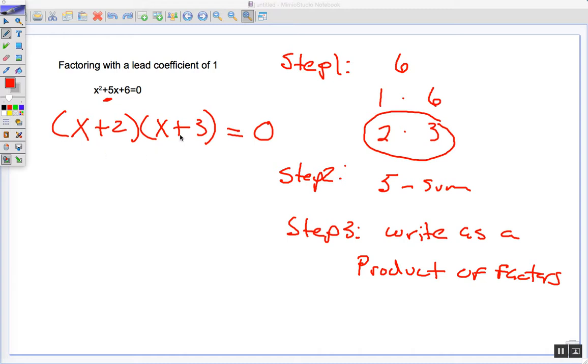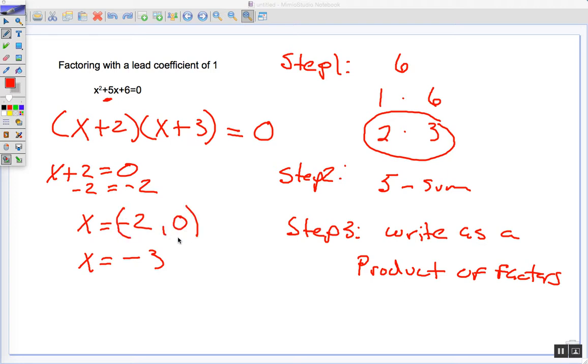We can quickly identify the x-intercepts. What value of x here would make this entire factor equal to 0? Well, x plus 2 equals 0 is true when x is equal to negative 2. So one of my x-intercepts is negative 2. The other x-intercept is negative 3. It's common to write these as ordered pairs, so that would be negative 2, 0, and negative 3, 0.